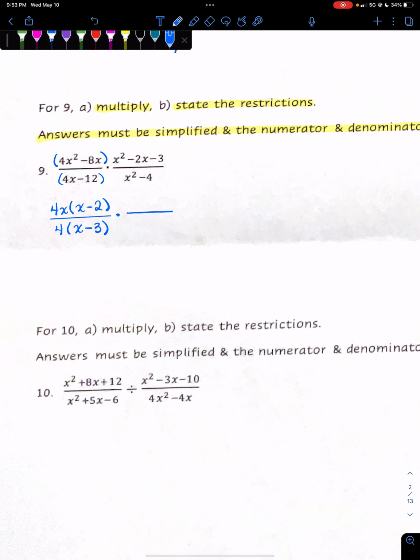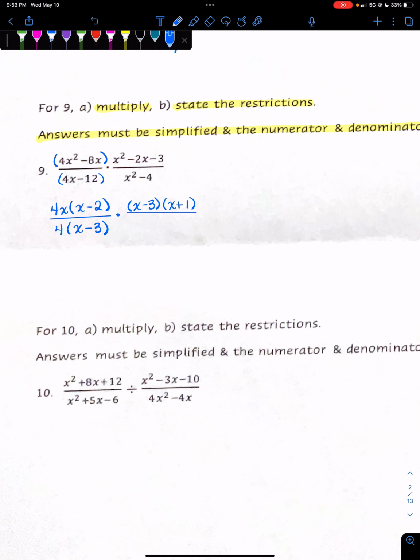Times, this is a trinomial where a is 1. So when I factor this one here, remember we can use those strategies that we know about how to factor these trinomials. We're going to get x minus 3 and x plus 1. And it wouldn't matter if it was x plus 1 and then x minus 3. Well, we talked about that. Order doesn't matter there, because they're being multiplied. If it was division, it would matter.